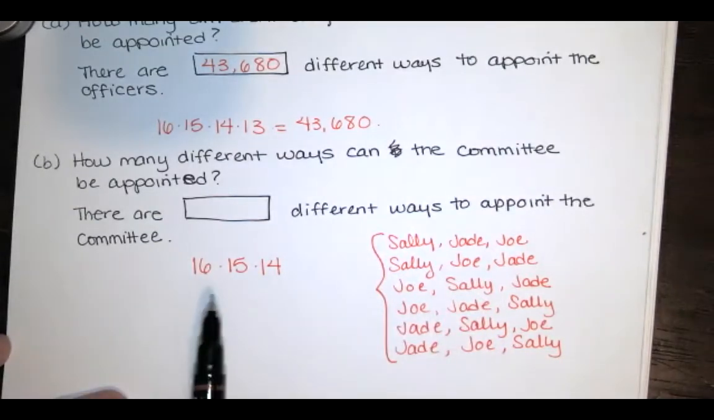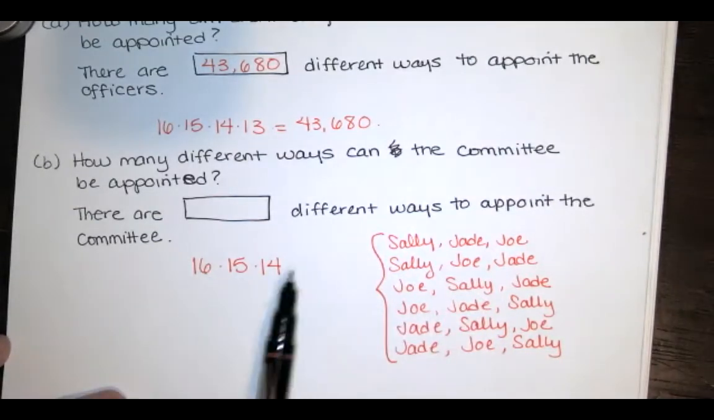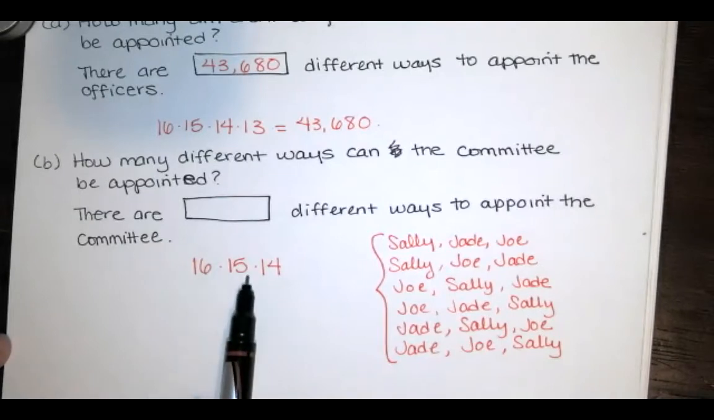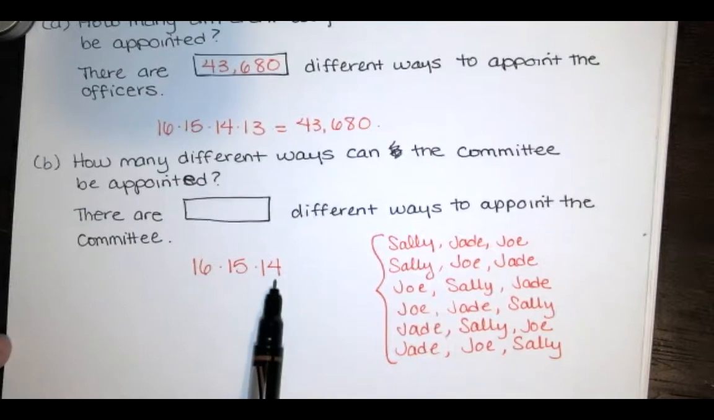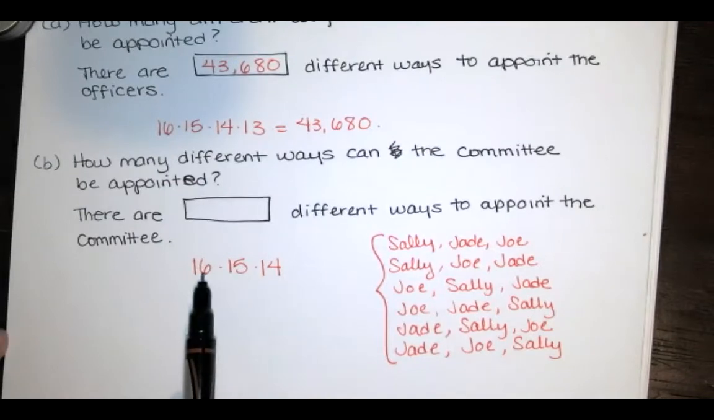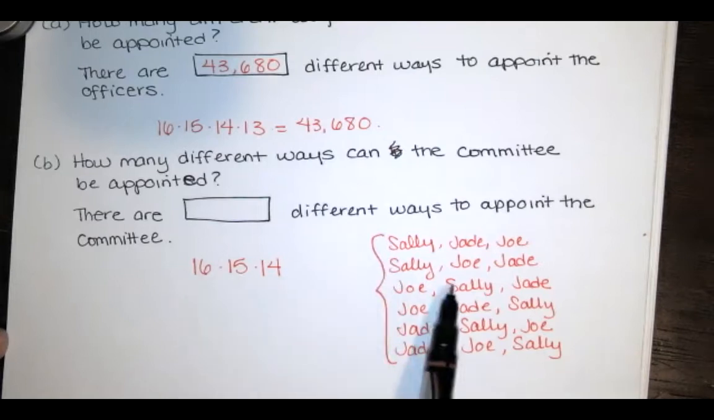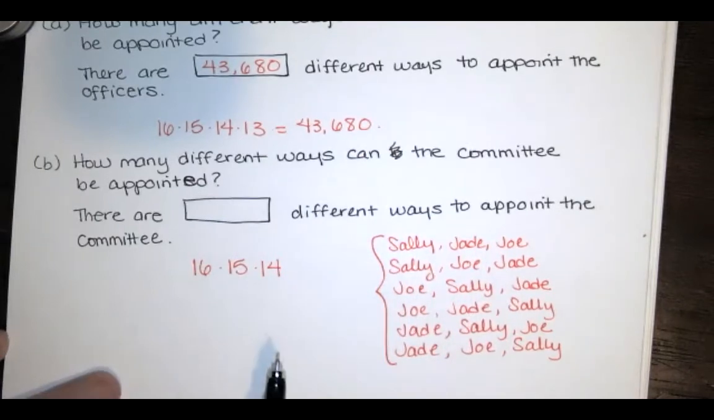The problem with this is that it takes order into account. It's saying I had 16 options for that first committee appointment. I had 15 options for the second committee appointment and 14 options for the third committee appointment. But when I multiply all of these together, I'm actually counting these as separate appointments. This is taking order into account. I don't want to take order into account.